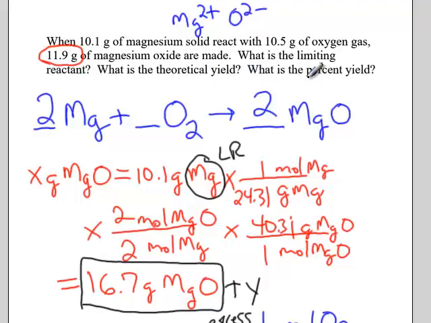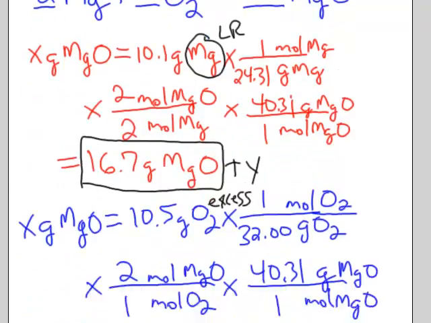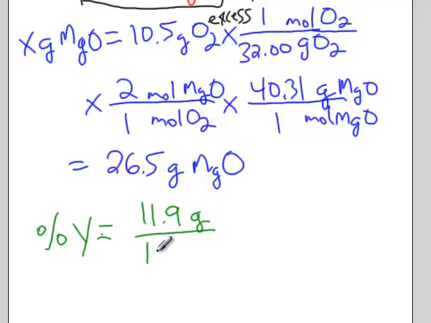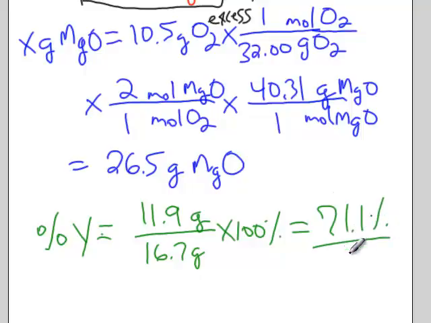And now we can find the percent yield by taking our actual yield, which was given in the problem as 11.9 grams. The theoretical yield was 16.7 grams. Multiply by 100 and you get 71%.